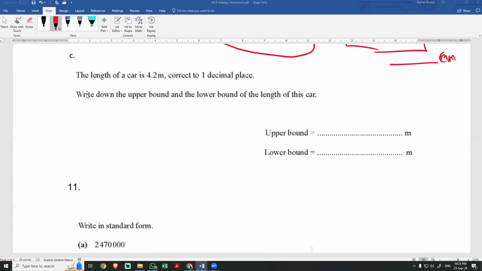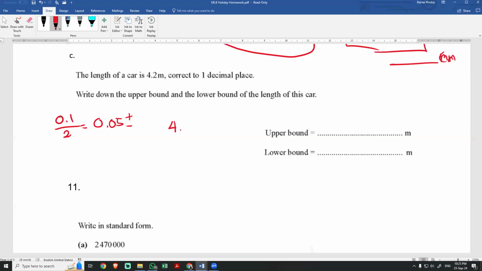Corrected to one decimal place. So corrected to one decimal place, meaning one decimal point: 0.1 divided by 2. So that is going to be 0.05 plus minus. It says there, write down the upper bound and lower bound.